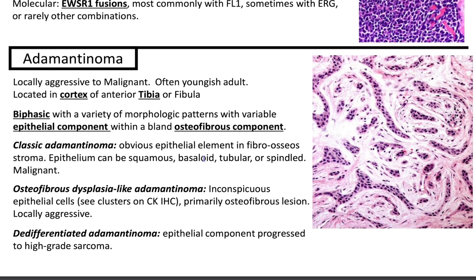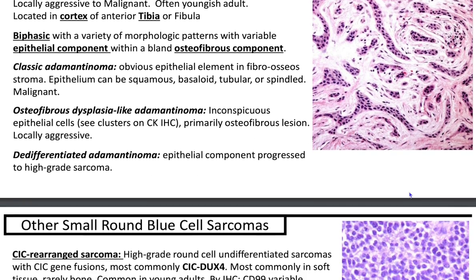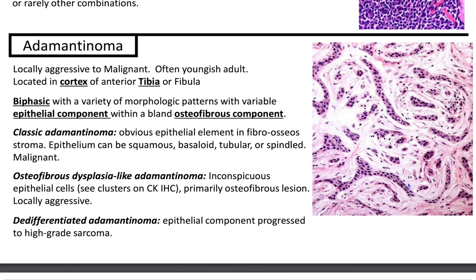Adamantinoma, this is locally aggressive to malignant, often in youngish adults. It's located in the cortex of the anterior tibia or fibula. It's biphasic, and it can have a variety of morphologic patterns, but you'll see this epithelial component within a bland osteofibrous component. The different subtypes include your classic adamantinoma. You'll see an obvious epithelial element in fibro-osseous stroma.